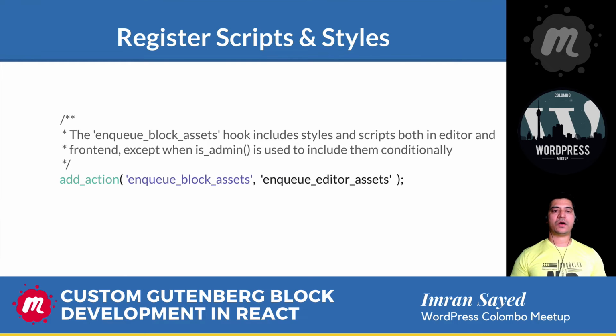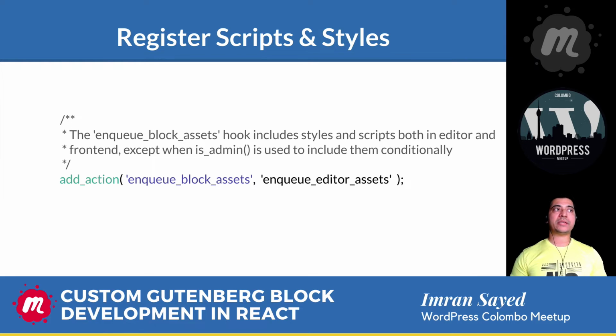we have a hook available called enqueue block assets. Now there are two types of hooks in WordPress for this. One is the enqueue block assets, which basically ensures that whenever you are enqueuing the styles and script inside of this custom function, then it's going to include that both in the editor as well as in the front end.